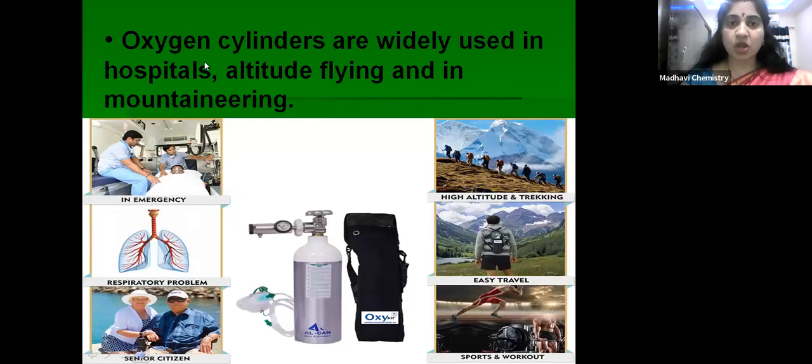Next use: we know that oxygen cylinders are widely used in hospitals, altitude flying, and in mountaineering. Very important nowadays in this pandemic situation, is it not? Ventilators are very important. Altitude flying means trekking and all. Mountaineering: climbers use oxygen because at high altitude the percentage of oxygen will be less, so they carry oxygen cylinders. Very important, children.